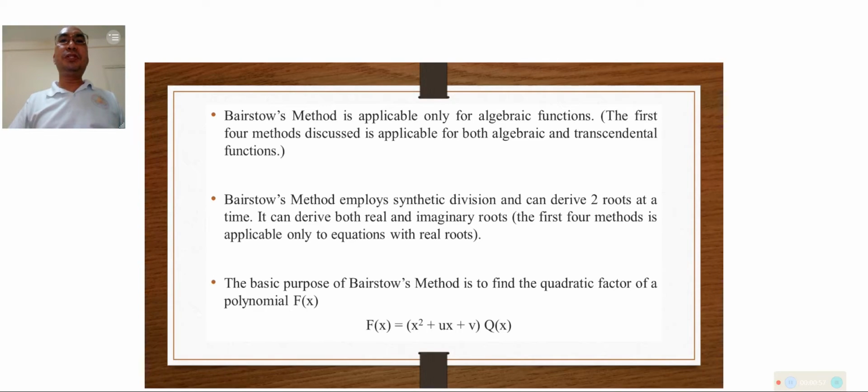The basic purpose of Bairstow's method is to find the quadratic factor of the polynomial function of x. So the purpose is that we can arrive at the function of x equals x squared minus ux plus v, times the function q of x.